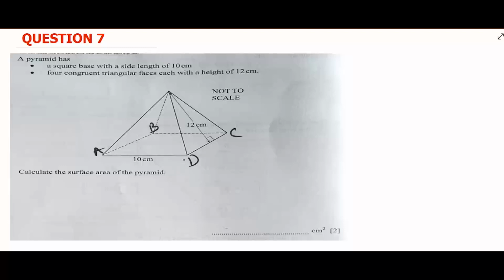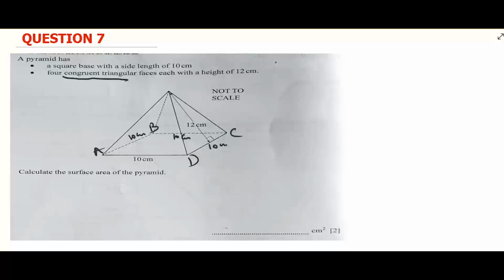Okay, and it is a square. And the 4, so each side is 10 centimeters. So you have 10 centimeters here, you have 10 centimeters here, and for this one you have 10 centimeters here. So the 4 congruent triangular faces, each with a height of 12 centimeters. So congruent here means they have the same area, they are the same. Okay, so calculate the surface area of the pyramid.